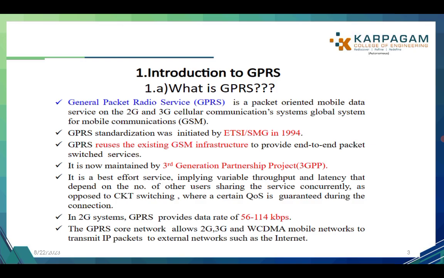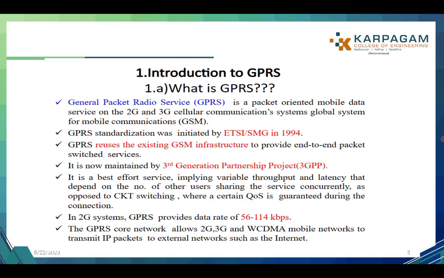What is GPRS? General Packet Radio Service is a packet-oriented mobile data service on the 2G and 3G cellular communication systems, Global System for Mobile Communications, that means GSM. The GPRS standardization was initiated by ETSI SMG in 1994. GPRS reuses the existing GSM infrastructure to provide end-to-end packet switched services. It is now maintained by the Third Generation Partnership Project, 3GPP.